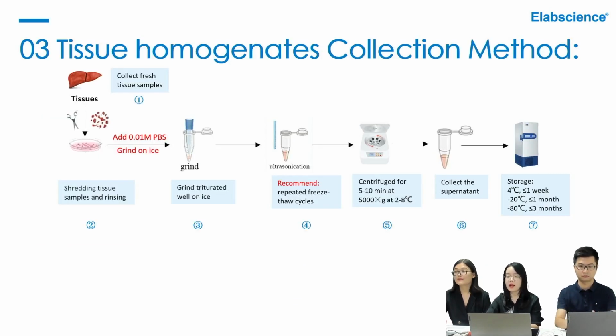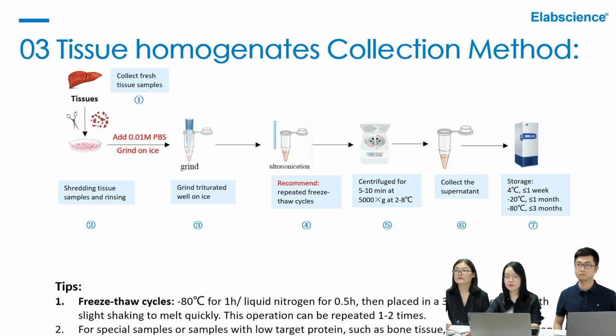The third sample type is the tissue homogenates. The main point of this sample type is that the tissue blocks should be minced and fully ground under ice-based conditions. In order to further lyse the cells, it's recommended to introduce the repeated freeze and thaw operation.